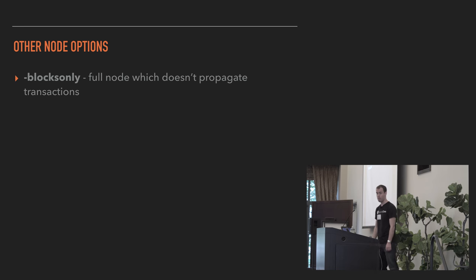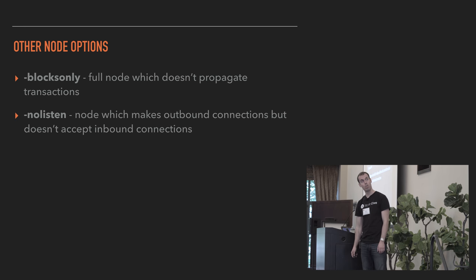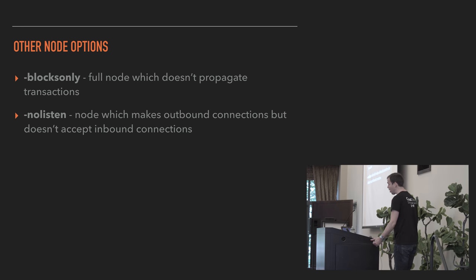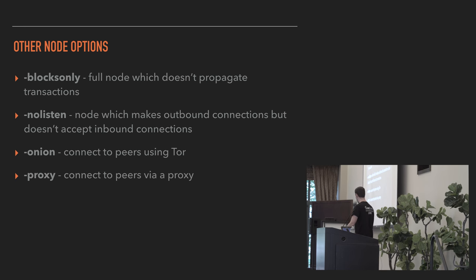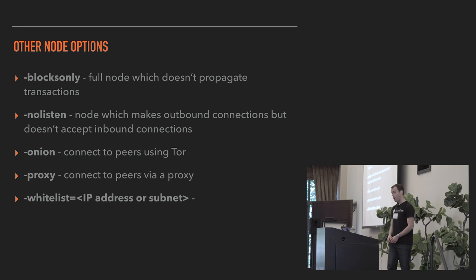A few other node options in Bitcoin Core. Blocks-only does what you'd imagine. It's a full node which doesn't propagate transactions outside of blocks. It's still validating all the full consensus rules, but it's not propagating transactions outside of blocks. No listen means that you won't accept inbound connections. You'll make outbound connections, but you won't listen for inbound ones. You can connect over Tor, which preserves a bit of privacy, perhaps, using the onion option. You can connect over a proxy. And then there's the concept of a whitelist, which is you connecting to a node: you'll never disconnect or ban them, and you'll always propagate transactions to them.